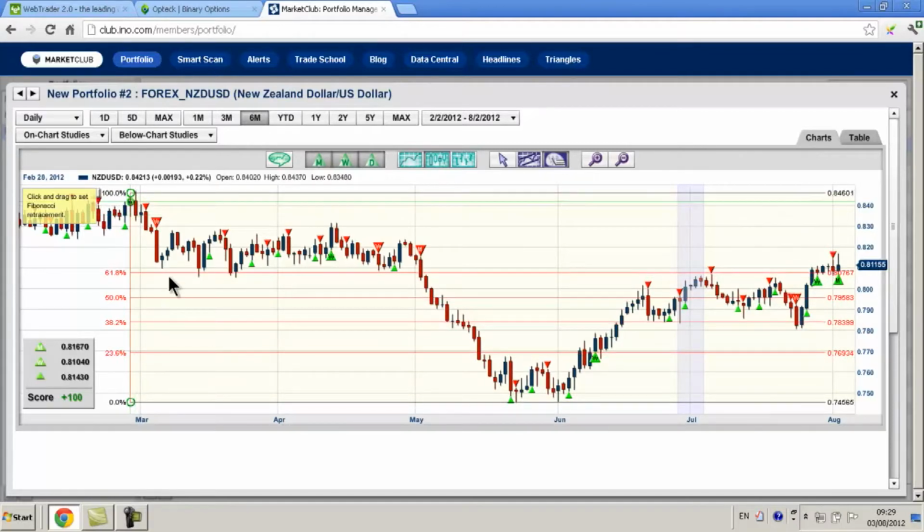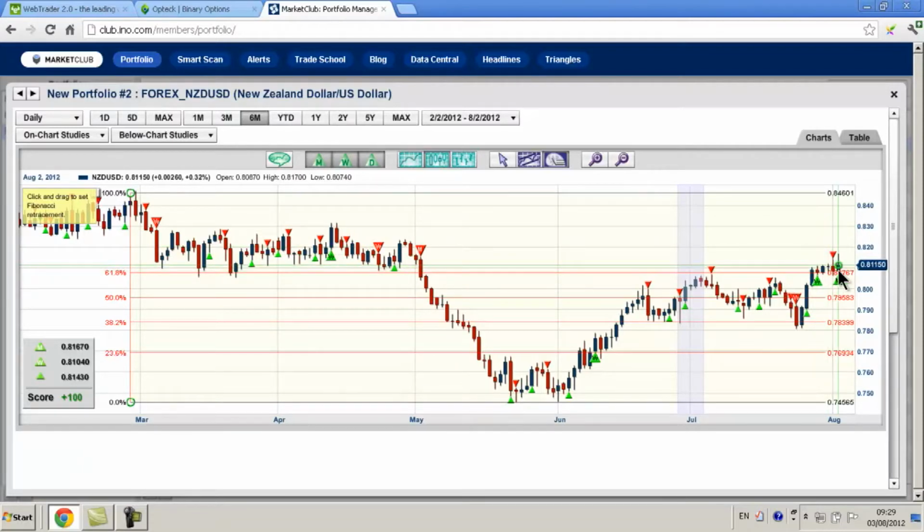Now these are retracement lines. They go 61.8%, 50%, 38.2%, 23.6%. Now you can go up here to the trade school and you can learn all about Fibonacci retracement, so I won't bother teaching you that. But over here I can see that it's broken past the 61.8%.